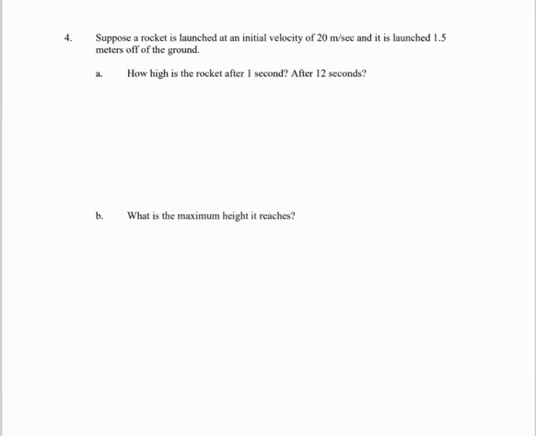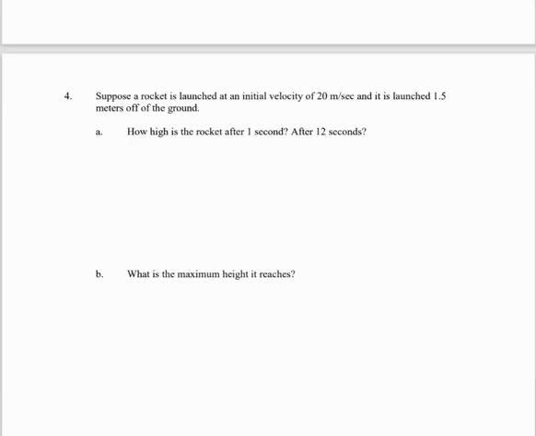Okay, number 4, I'm going to leave for you to do on your own. Just remember, the general formula for our height is h of t equals, in this case, we are talking meters, so that'll be negative 4.9 t squared plus the initial velocity times t plus the initial height. So fill in the rest of the blanks for your equation and then solve for parts A and B.